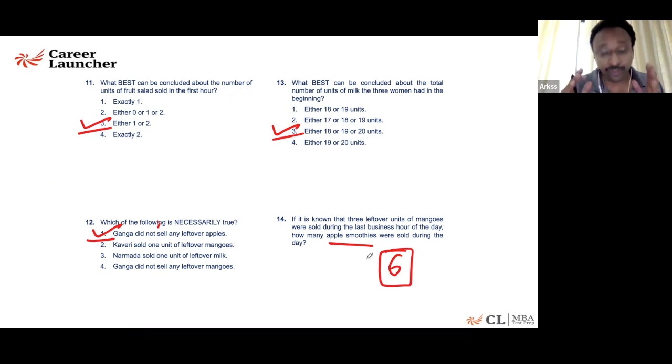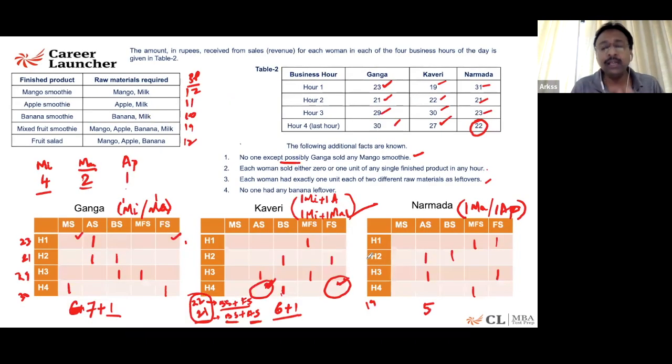I hope you've enjoyed this question. Very simple. But the most important point is, how do you draw the graph? If you can draw the graph or the table quickly, you will get it fast. That is the most important part of this particular question.